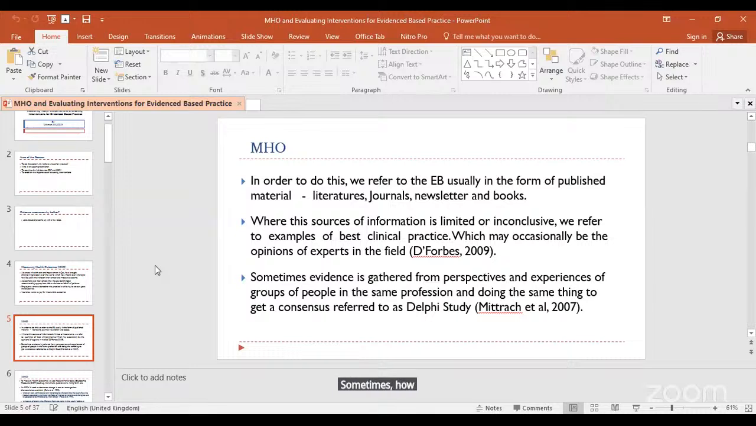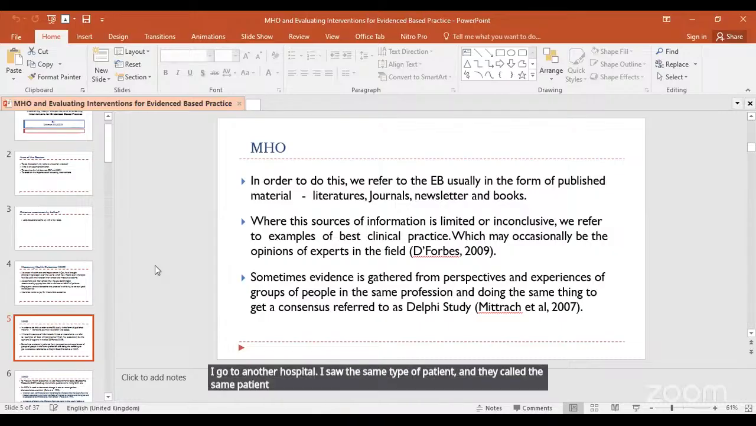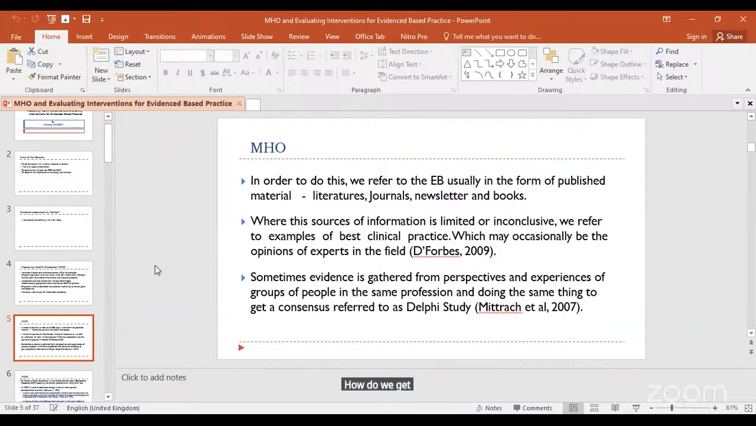Sometimes how we define the same problem is different. For instance, maybe I see a patient and I call it diplegia. I go to another hospital, I see the same type of patient and they call the same patient alternating hemiplegia. How do we get evidence that we are doing the same thing? I have seen patients where therapists described scissors gait, and what I saw there isn't a scissors gait. But that is the way they were taught on gait pattern. And he said, no. Whoever taught this as scissors gait maybe needs to come and see cerebral palsy and see true scissors gait.